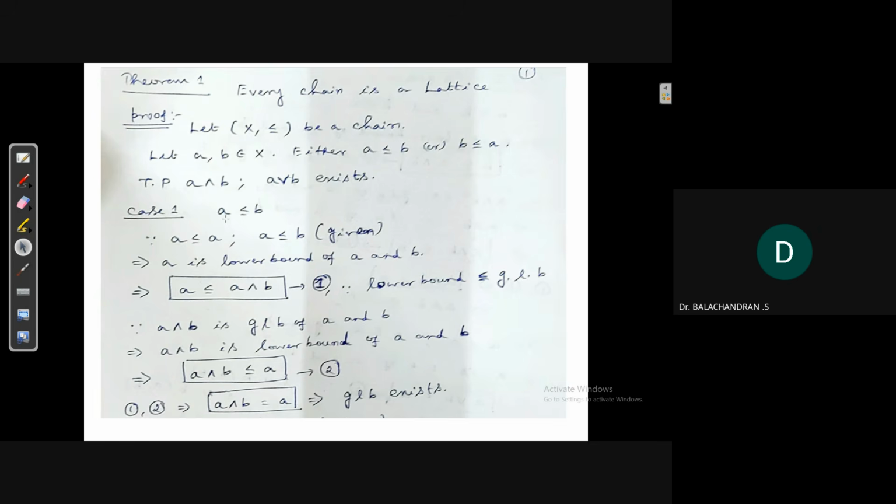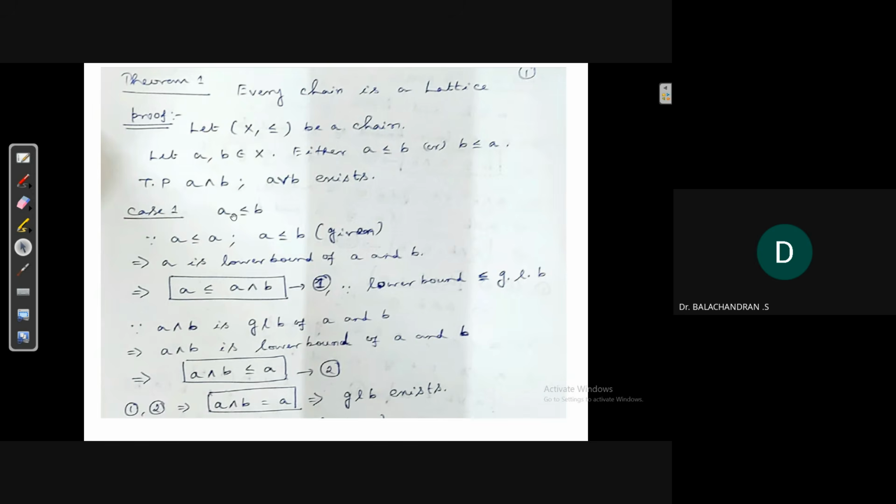Okay, now there are two cases. First case is A less than or equal to B. Second case is B less than or equal to A. Okay, so in the first case, A less than or equal to B, I am going to prove that the greatest lower bound of A and B exists. Similarly, the least upper bound of A and B exists. Okay, so please watch the steps carefully. It's not like a problem. If you miss any one of the steps, you won't understand the proof. If you have any query, you can ask.